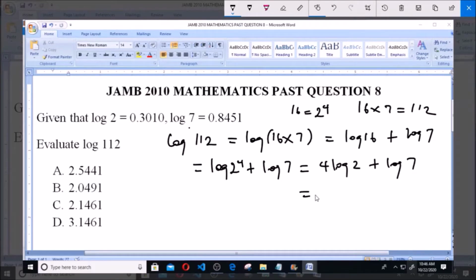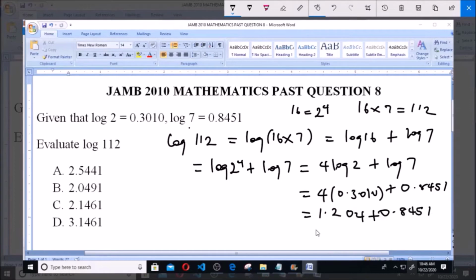Now I can represent log 2 with 0.3010. So I can now say 4 multiplied by 0.3010 plus log 7 as 0.8451. Now 4 multiplied by this will give me 1.204 plus 0.8451, and this will give me 2.0491. Now this is the answer, 2.0491, and that is option B.